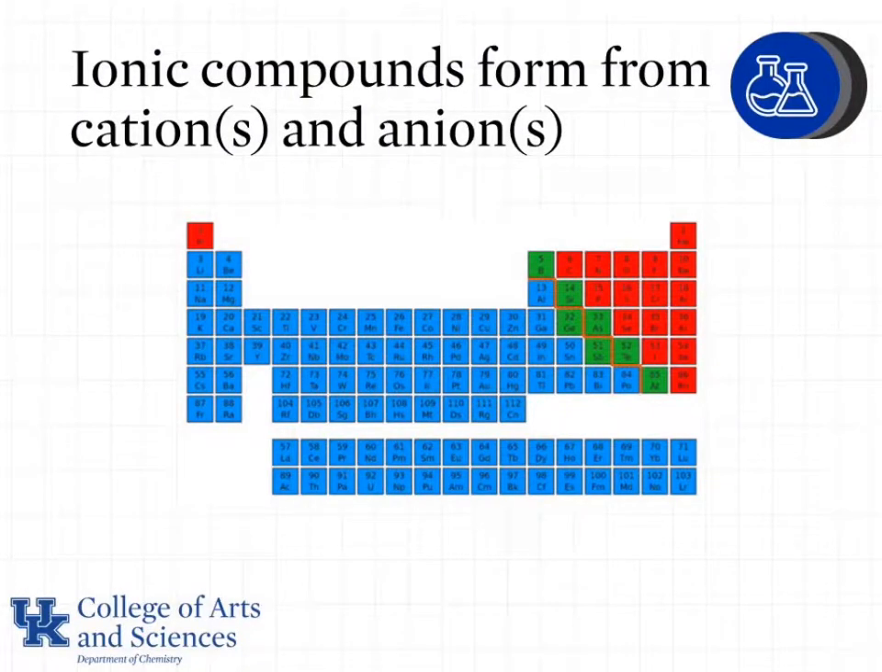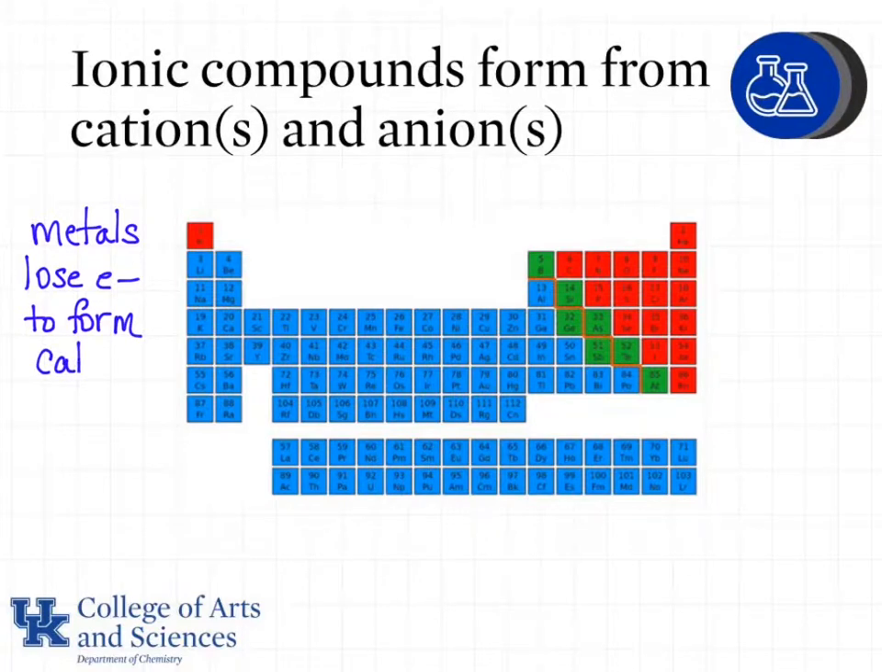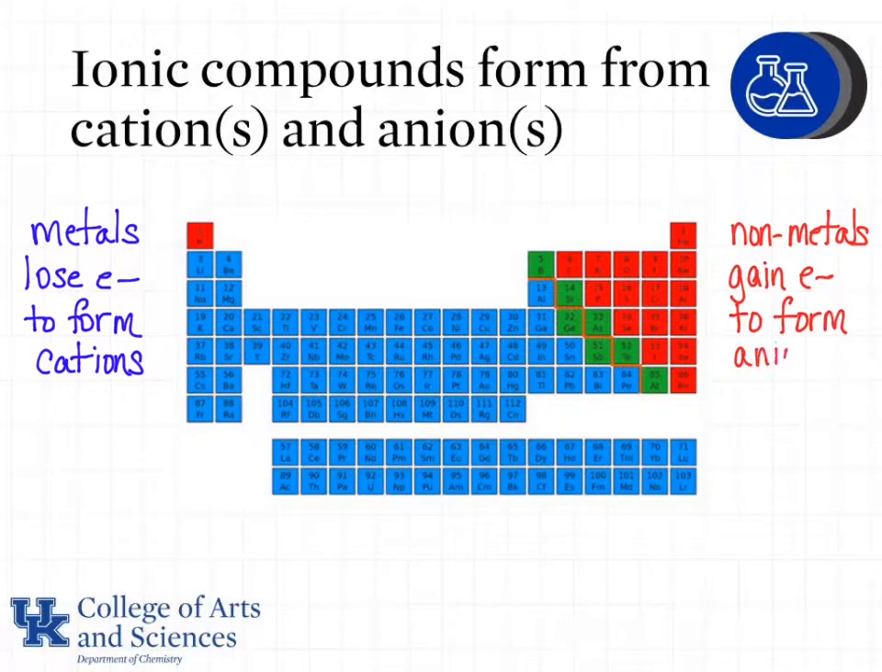Ionic compounds form from cations and anions. Cations are typically formed from metals, and they lose electrons to form those cations. Anions tend to form from nonmetals, and they gain electrons to become an anion. Our metals are found on the left side of the periodic table. Nonmetals are found on the right, with the exception of hydrogen. We will not look at any metalloids forming ionic compounds.